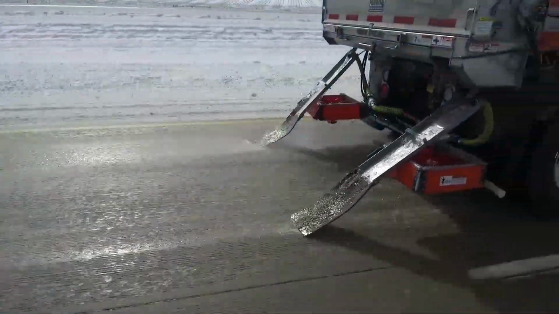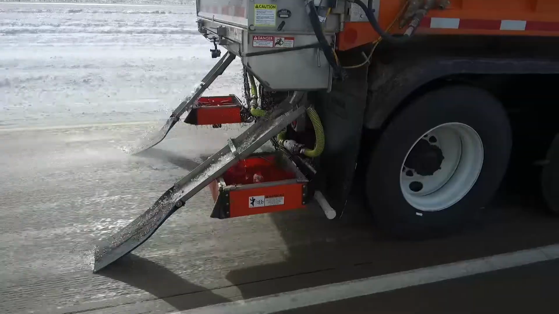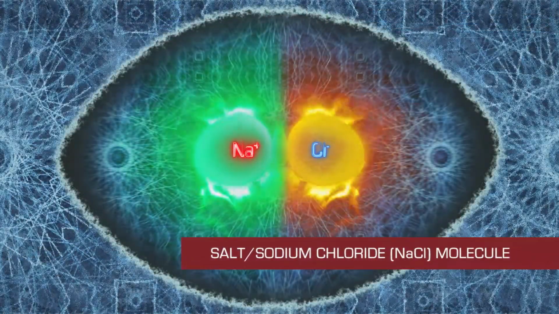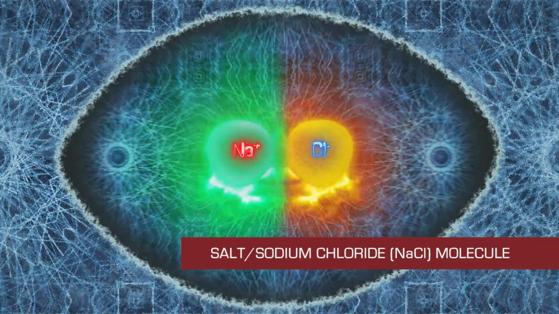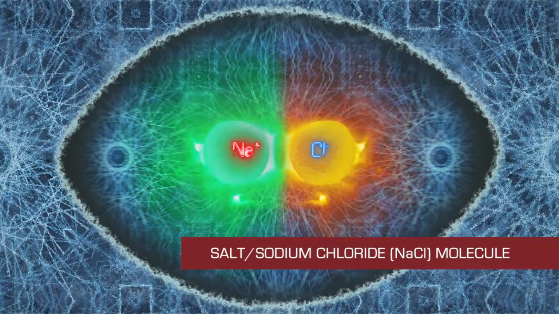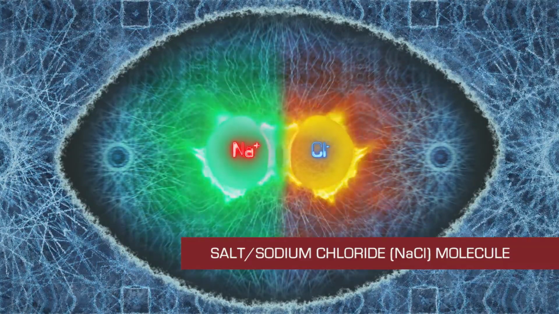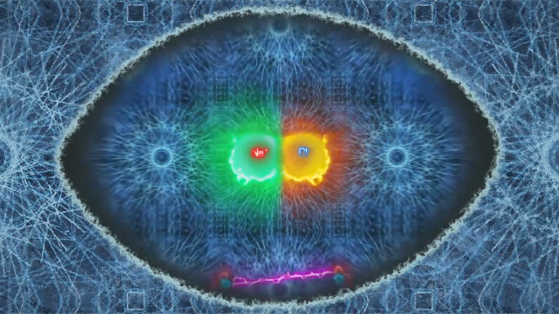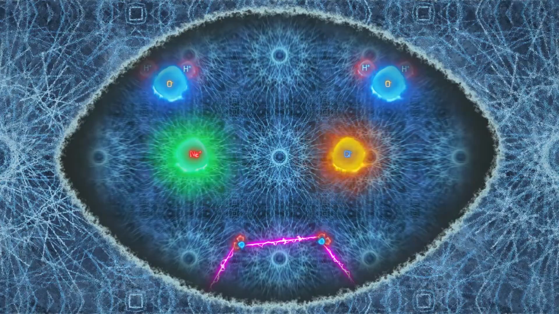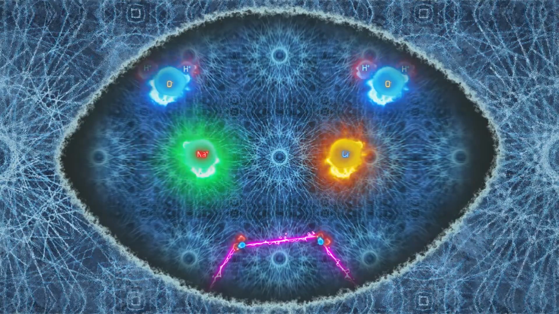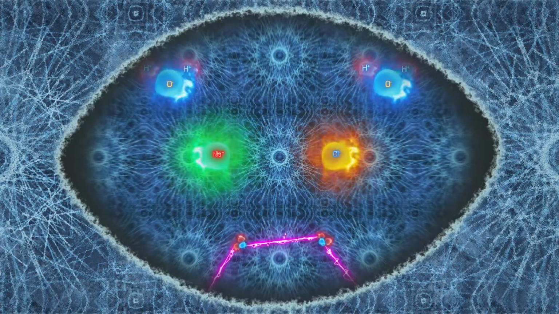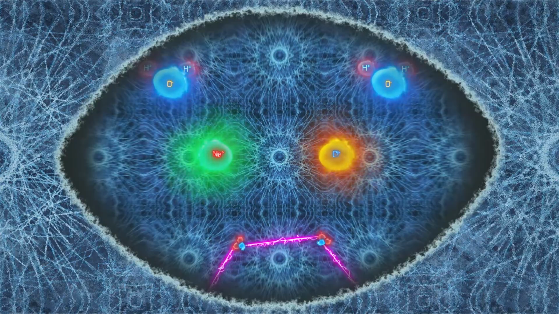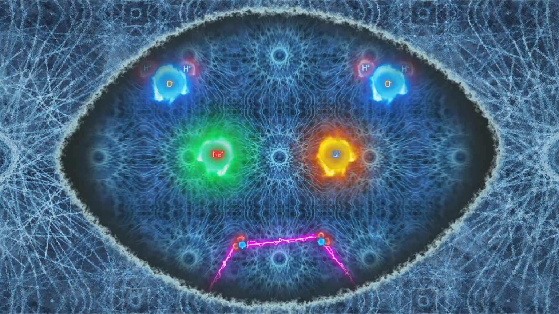Now let's look at how de-icing chemicals interact with and melt ice crystals. This is what a salt or sodium chloride molecule looks like. It is made up of one positively charged sodium ion and one negatively charged chloride ion. When salt is applied to ice and there is moisture or water present, the sodium chloride molecule begins to break apart into positively charged sodium and negatively charged chloride ions.